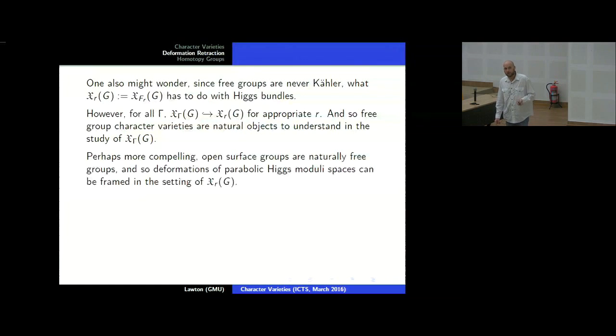Maybe a more compelling reason is if you look at open surfaces, so you take a Riemann surface and put a bunch of punctures in it, right? Now you have a free group as the fundamental group, and when you fix the boundary data there, you get parabolic Higgs bundles, and so as you vary the boundary data, the free group character variety becomes a sort of master space where you can look at deformations of parabolic Higgs bundles through the non-abelian Hodge correspondence.